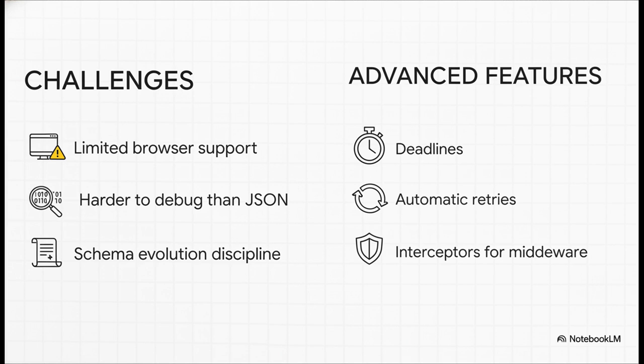You get strict deadlines to prevent hanging calls, automatic retries for those annoying transient network failures, and interceptors that act as a clean middleware for things like logging and authentication.